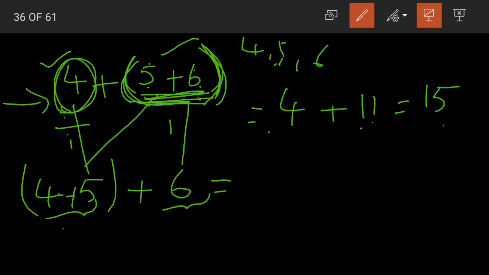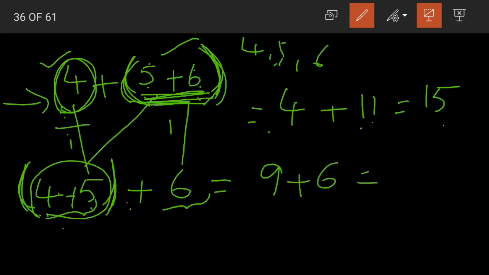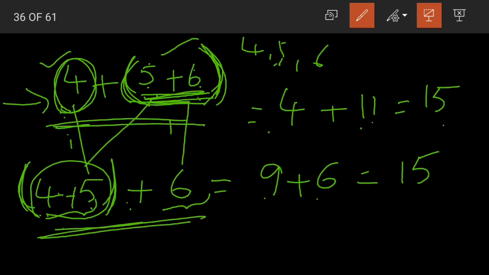Now how will we add this? Again, as I said, when we are having two numbers in a bracket, we will solve that first. 4 plus 5 becomes 9. Then we have the addition symbol. Then we have 6. Now 9 plus 6 becomes 15. Yes children, what do we observe from this? The grouping is changed, but the resulting sum we got is the same. In both the cases the answer was 15 only.